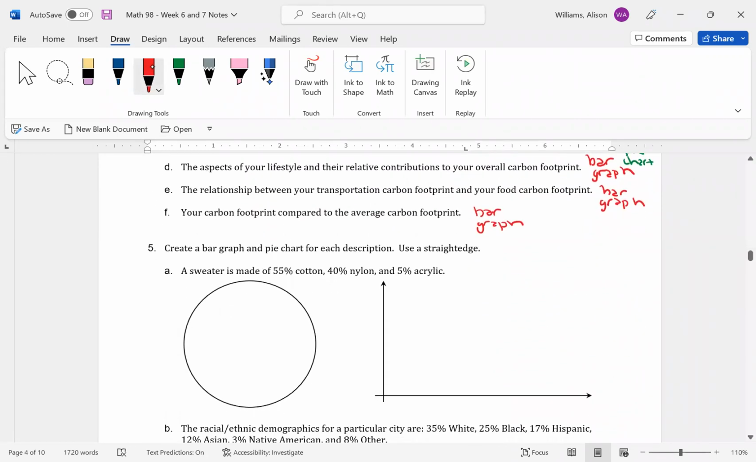Okay, so let's create a bar graph and pie chart for each description and use a straight edge. Now, unfortunately, I cannot use a straight edge. You should use a straight edge. Do the best you can. But if we wanted to do that, a sweater is 55% cotton, 40% nylon, and 5% acrylic. So we kind of want to think of it as, okay, if half is 50%, you want to change it to be a little bit bigger than 50%. So let's say that we go just a little bit bigger. So that will be cotton.